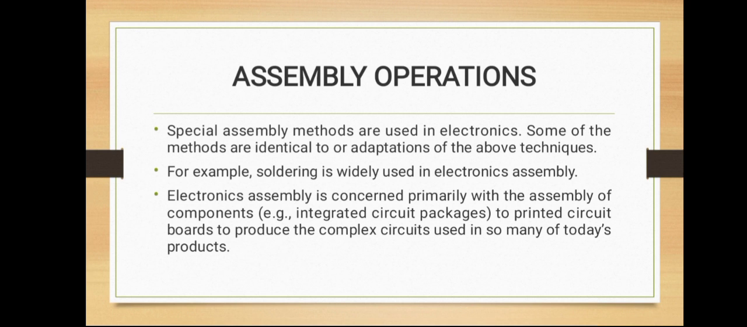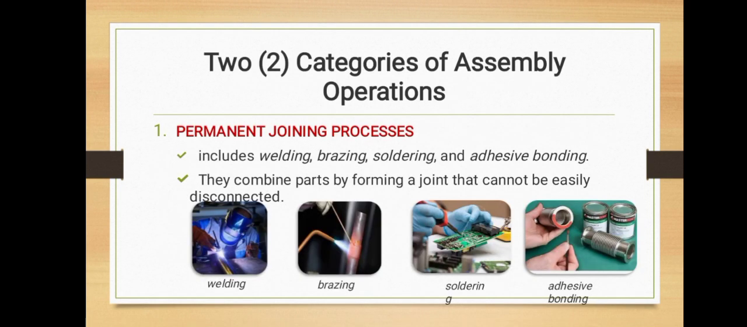Special assembly methods are used in electronics. Some of the methods are identical to or adaptations of the above techniques. For example, soldering is widely used in electronics assembly, which is concerned primarily with the assembly of components to printed circuit boards to produce the complex circuits used in so many of today's products.